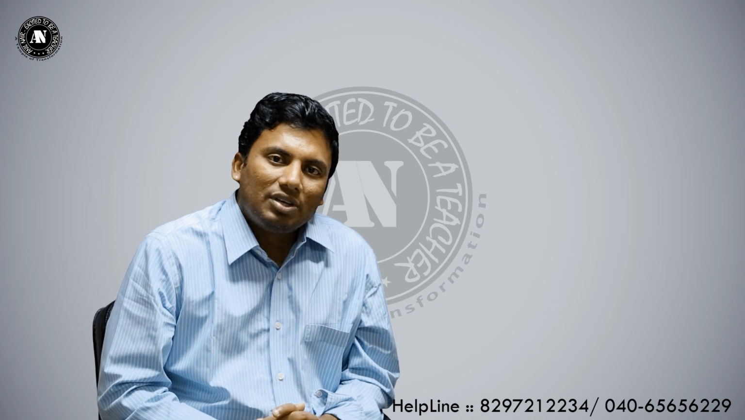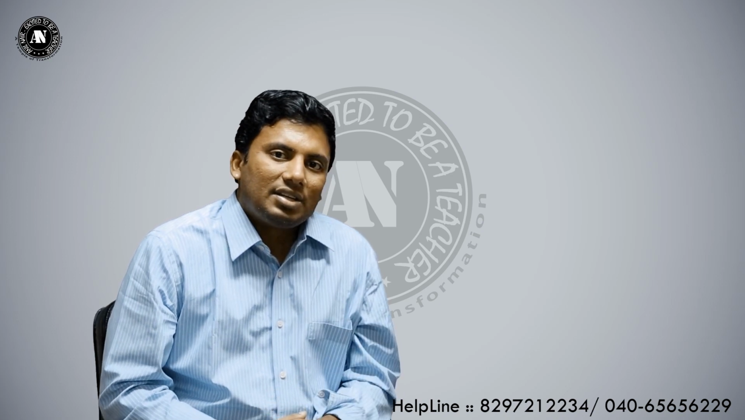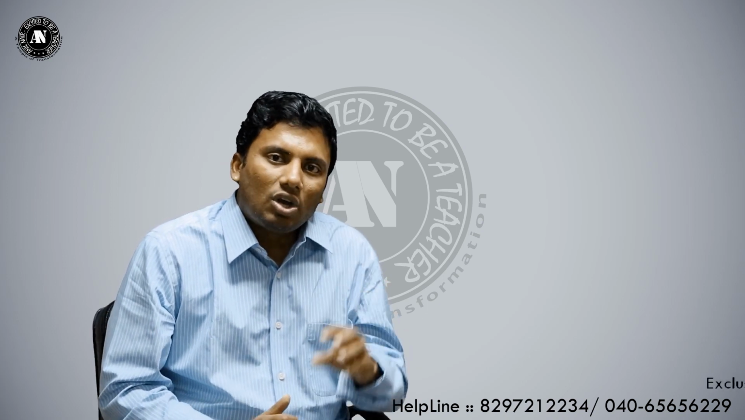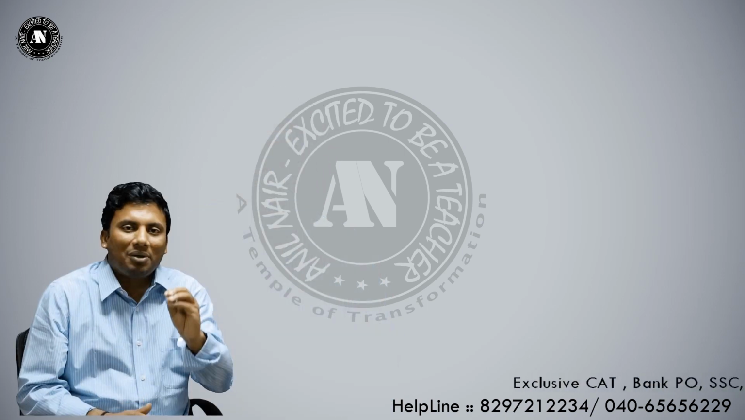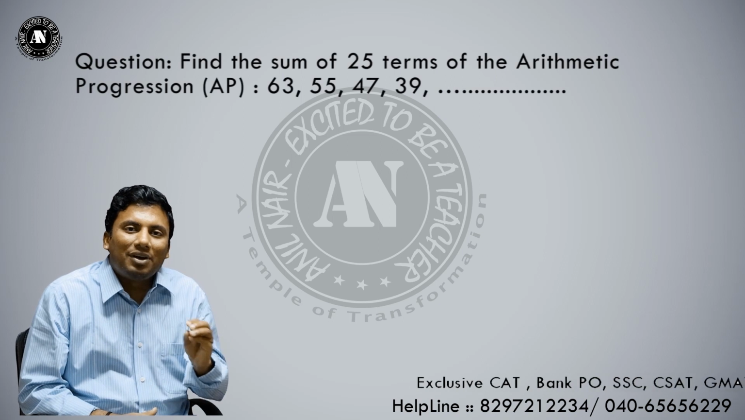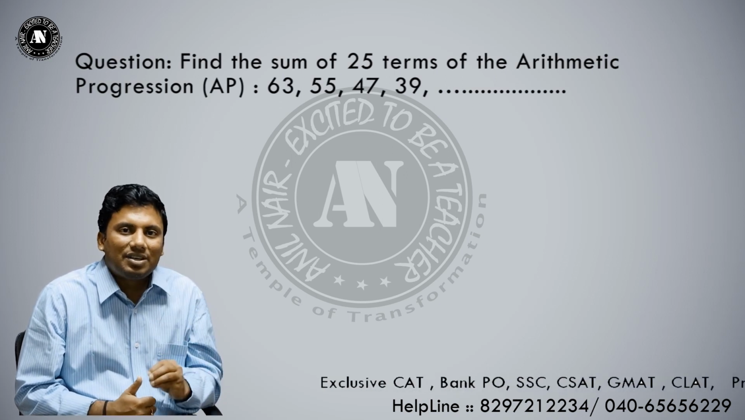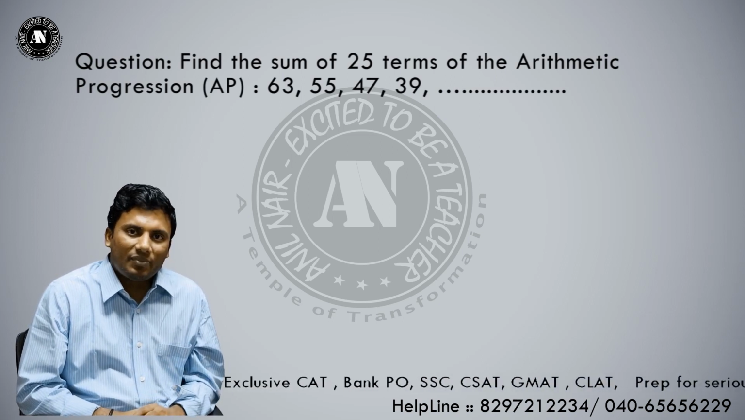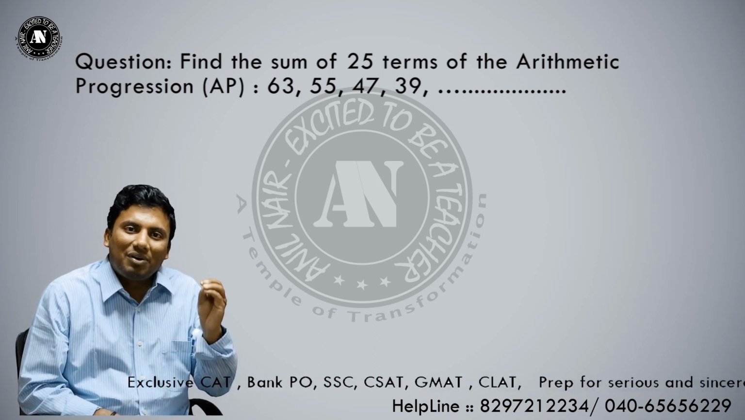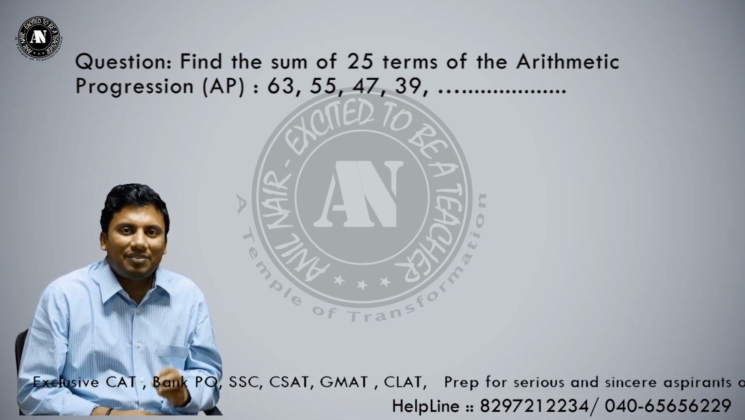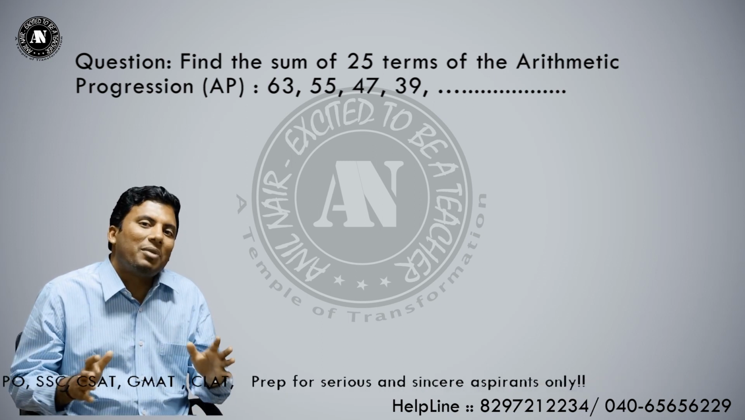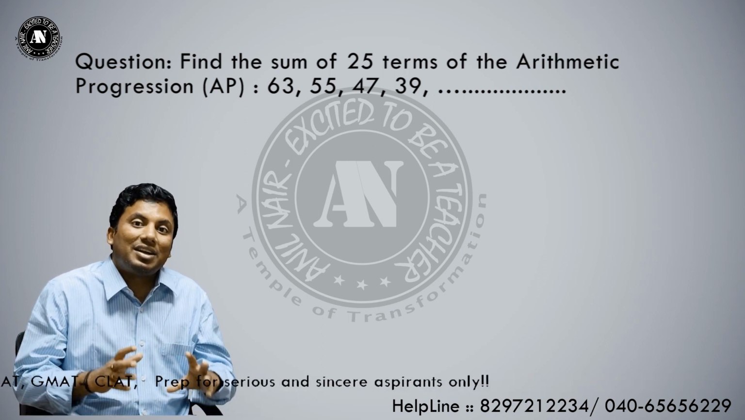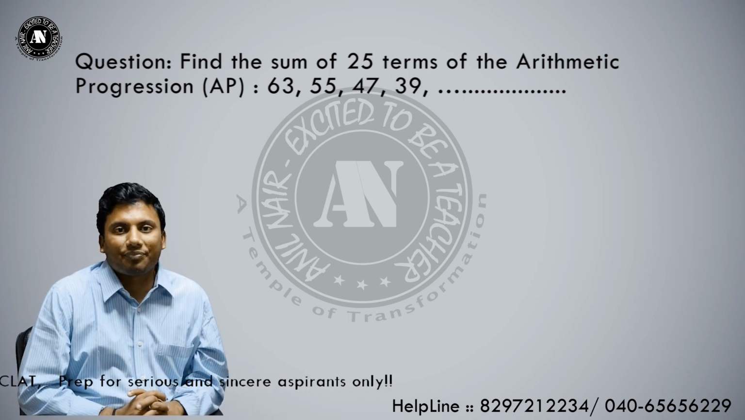Today in this video, let us see some better approaches to solve problems from arithmetic progression. Problem: find the sum of 25 terms for the sequence 63, 55, 47 and so on. Before solving the better approach, let us see the traditional method of solving.